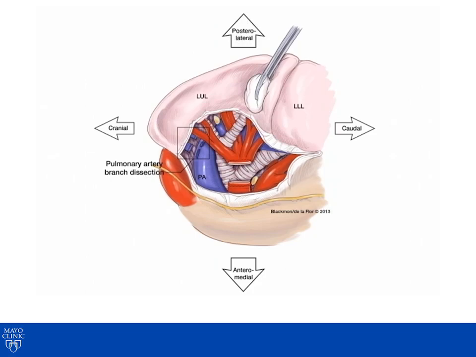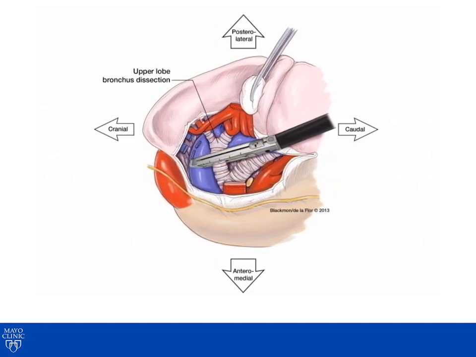Typically, 1 to 2 branches are easily taken, encircled, stapled, and divided before you are able to easily identify the left upper lobe bronchial branches, which will bifurcate into the apico-posterior segments and the lingular segment. Once you have taken the majority of the anterior and apical pulmonary artery branches, and once you have stapled the pulmonary vein, you will then encircle, staple, and divide the left upper lobe bronchus.